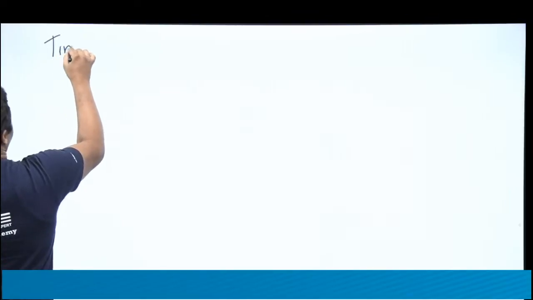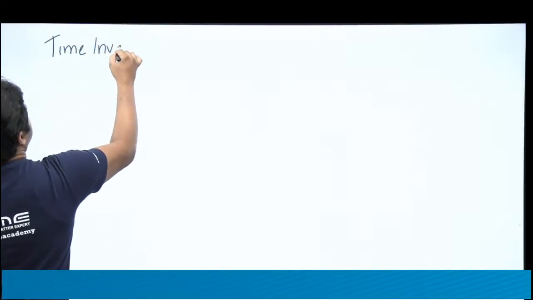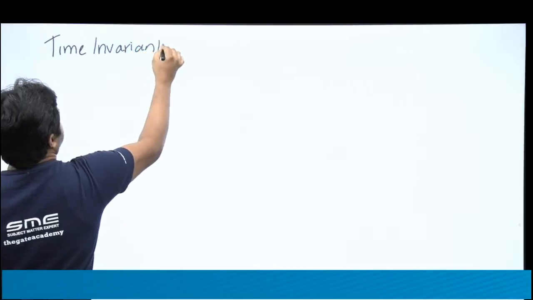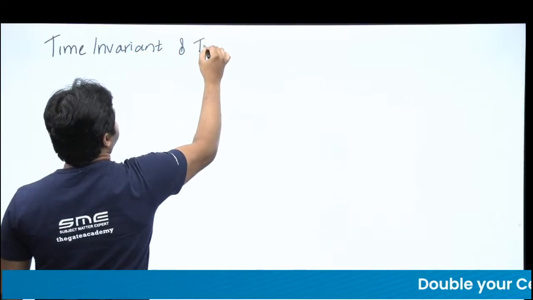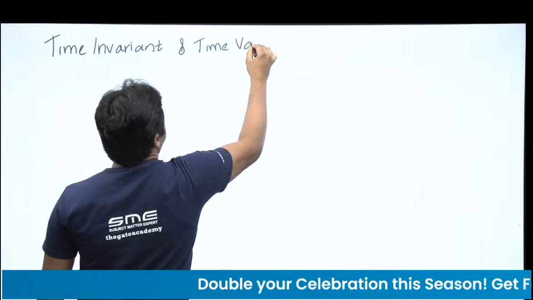Next example, next property, the last property. Time invariant and time variant systems.